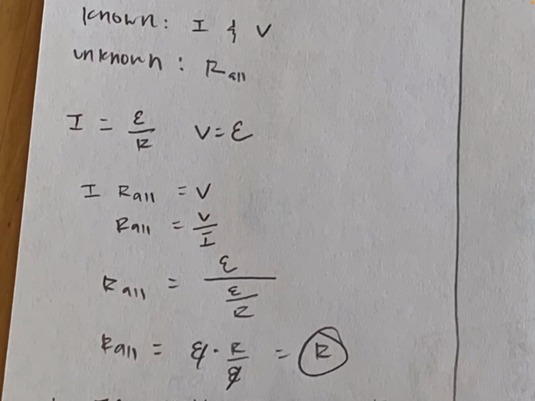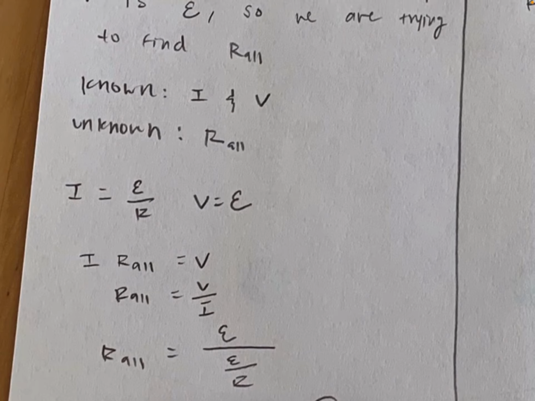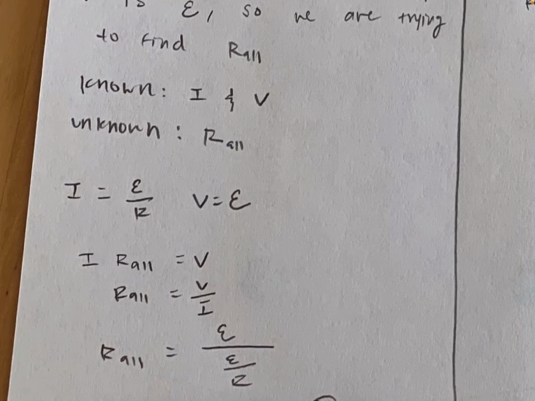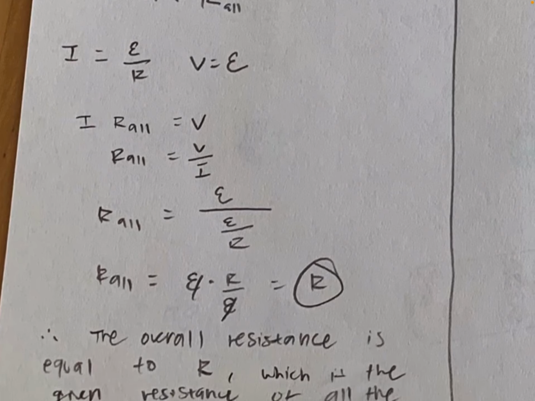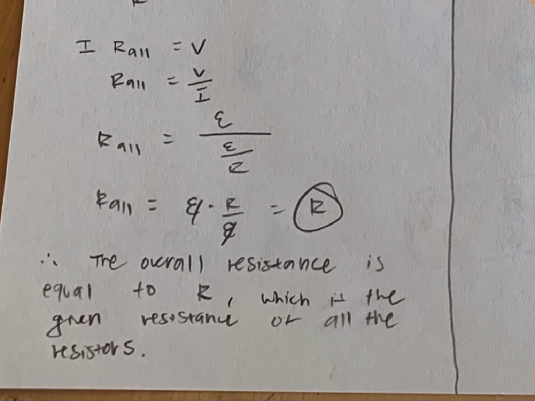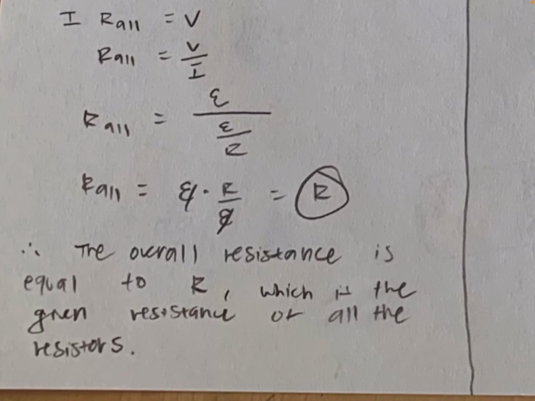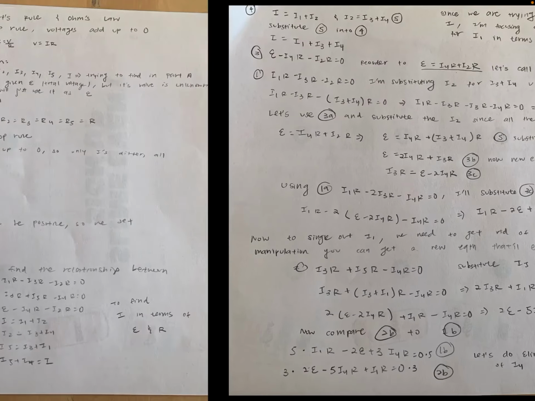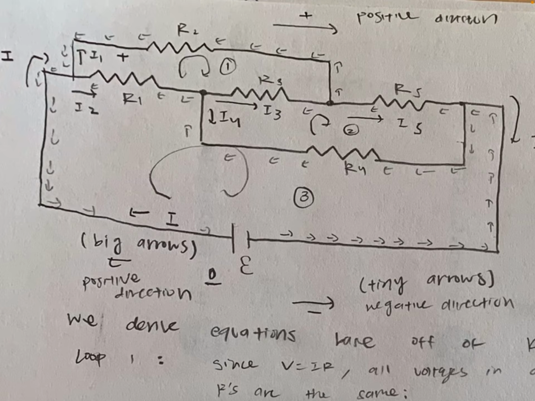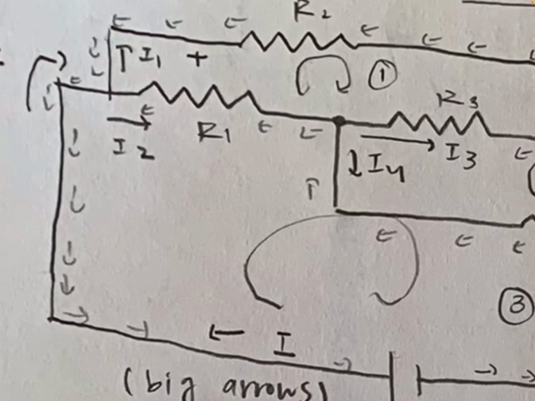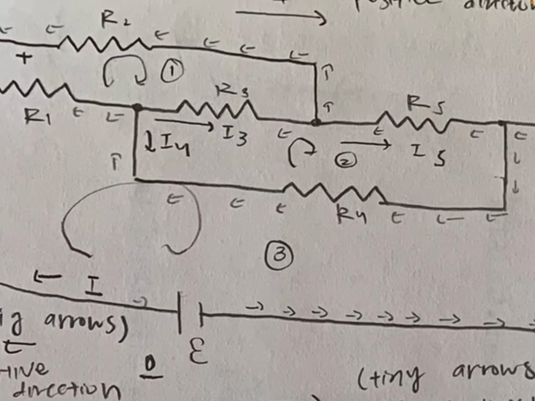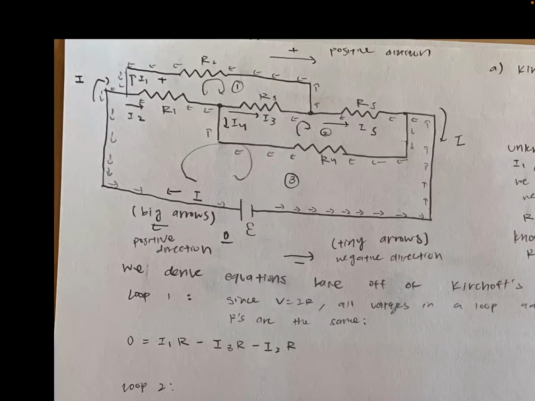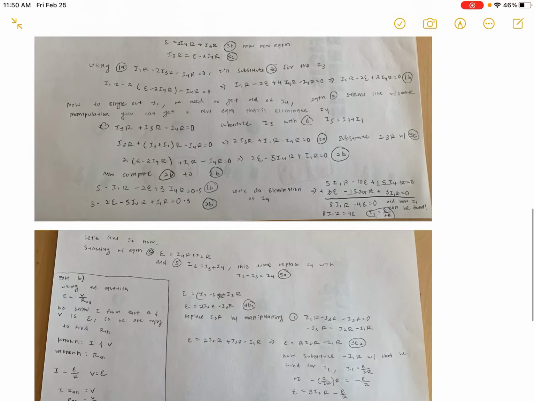I multiplied R to the other side in order to isolate it, so I get R equals V over I, and then I put E over R, and then you get REQ is equal to R. So therefore the overall resistance is equal to R, which is the given resistance of all the resistors. So this overall resistance is equal to one of these. REQ is equal to any one of these R's. And that's how you solve this problem. Thank you.